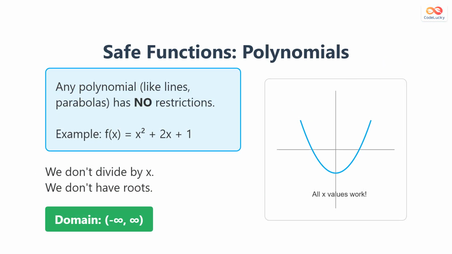Some functions are safe. Polynomials, like lines or parabolas, do not have fractions with variables and do not have square roots. For these functions, you can plug in any number you want. The domain is always negative infinity to positive infinity.